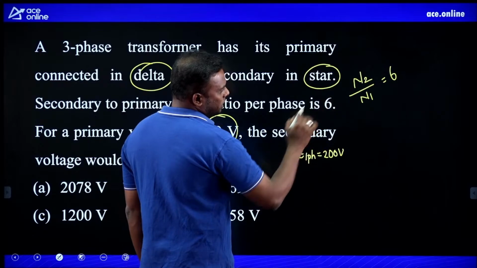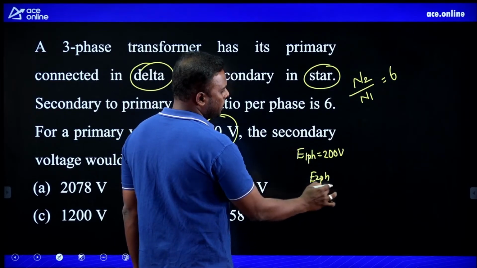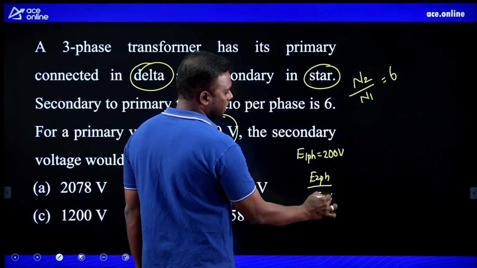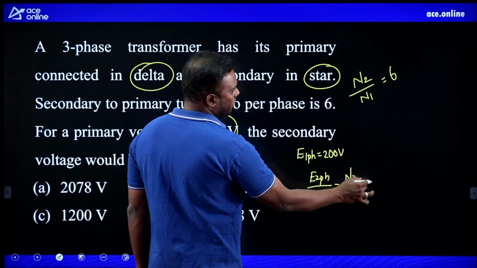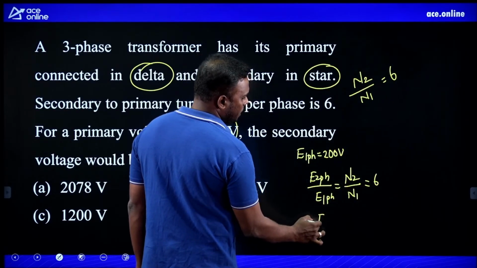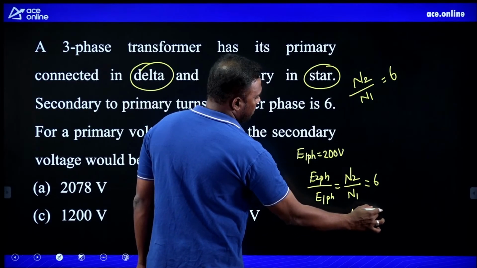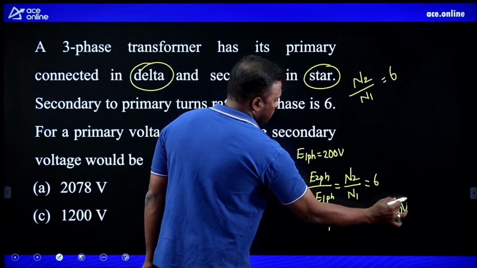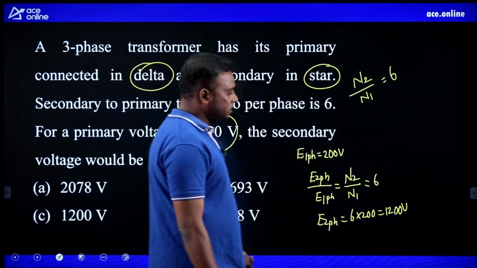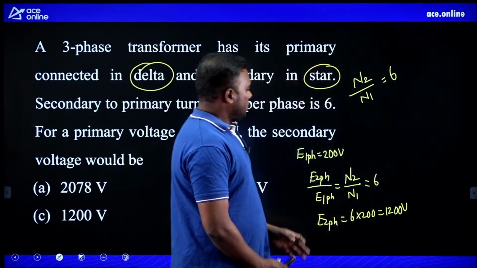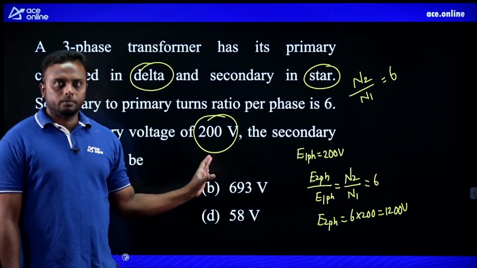Now according to this turns ratio relation, we have secondary phase voltage to the primary phase voltage: E2 phase by E1 phase is N2 phase by N1 phase. That ratio they given, N2 by N1, is 6. Now what is the secondary phase voltage from this? 6 into 200, nothing but 1200 volts. But if you put 1200, that is also wrong. It is not 1200. Why? Because you need to give the answer again as line voltage. They given line, you should give the line voltage answer.